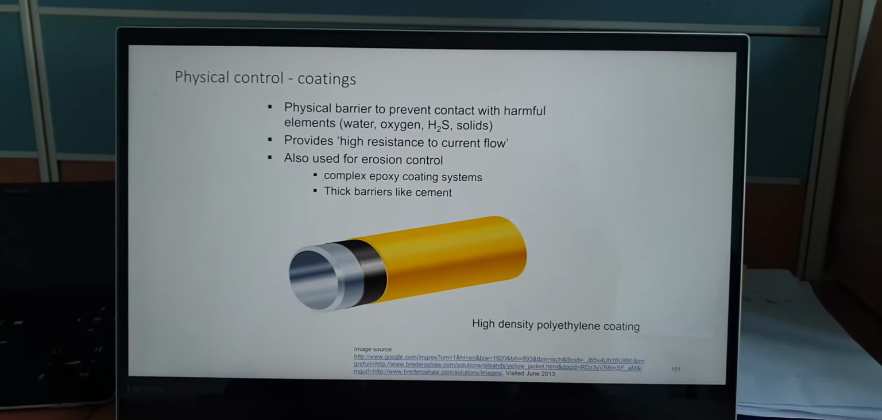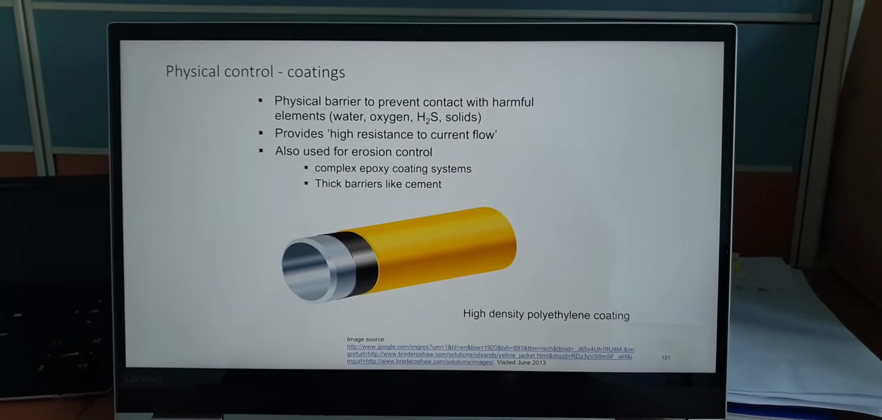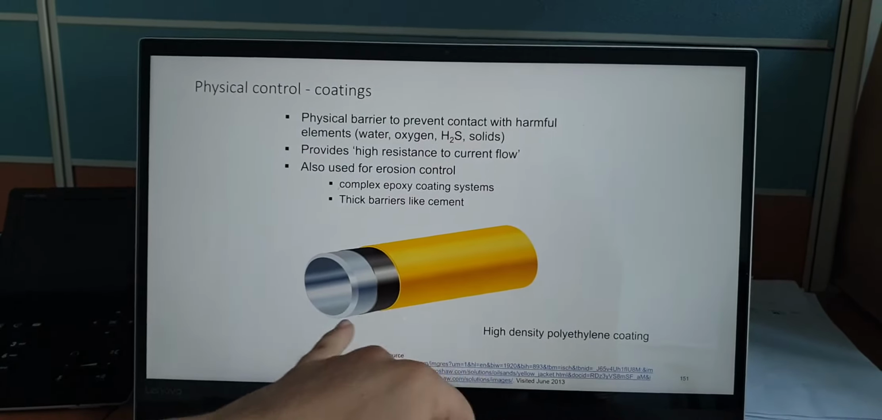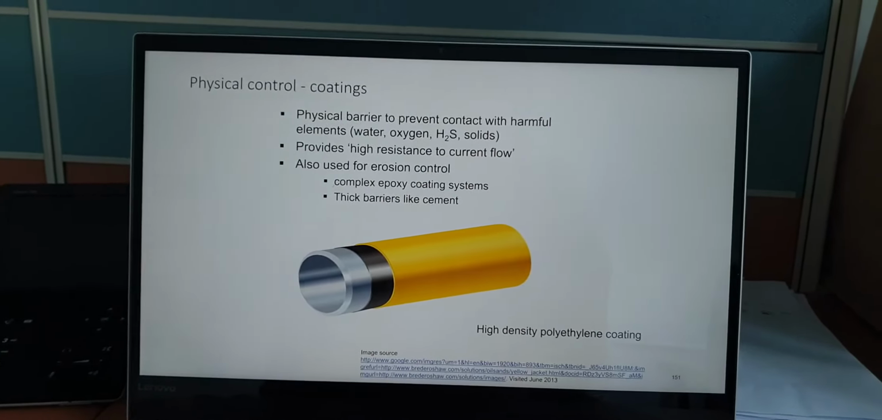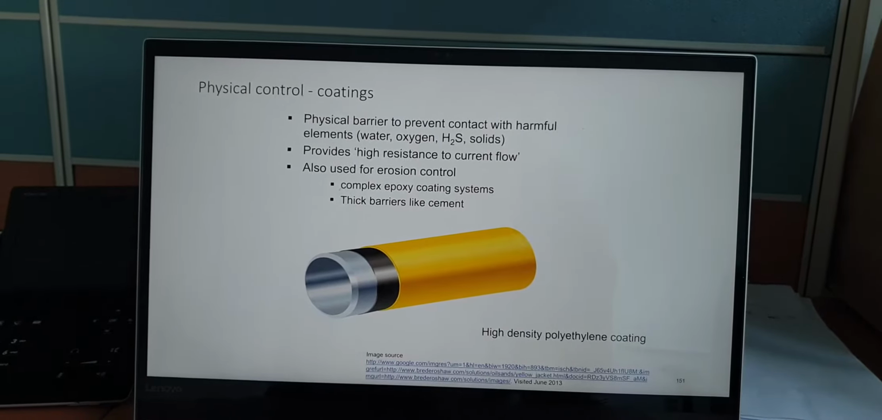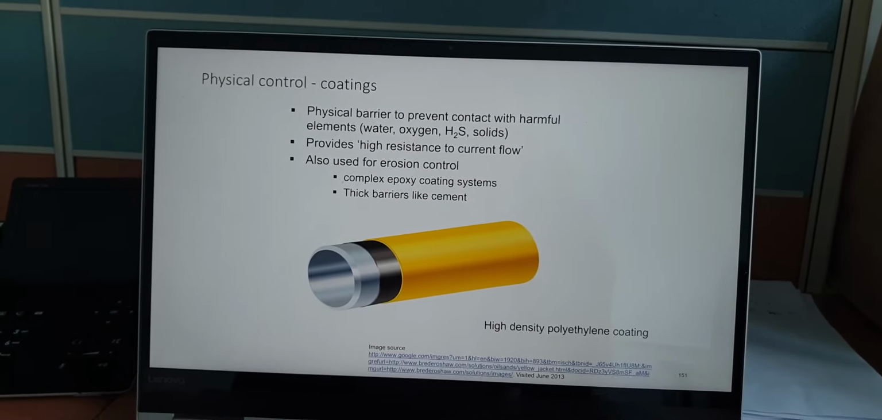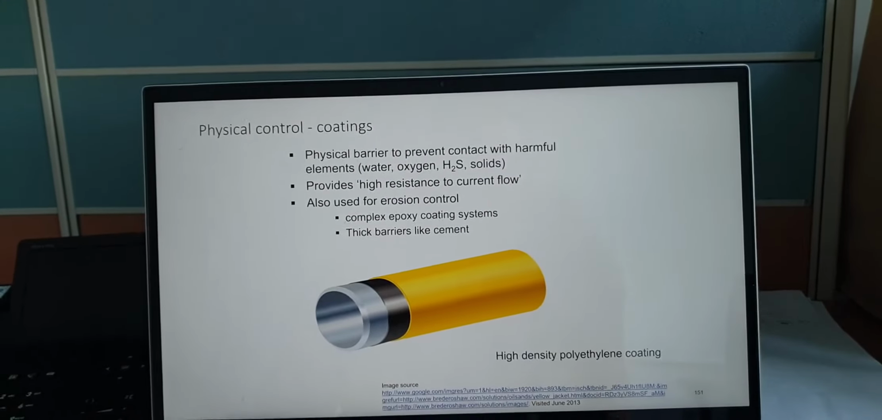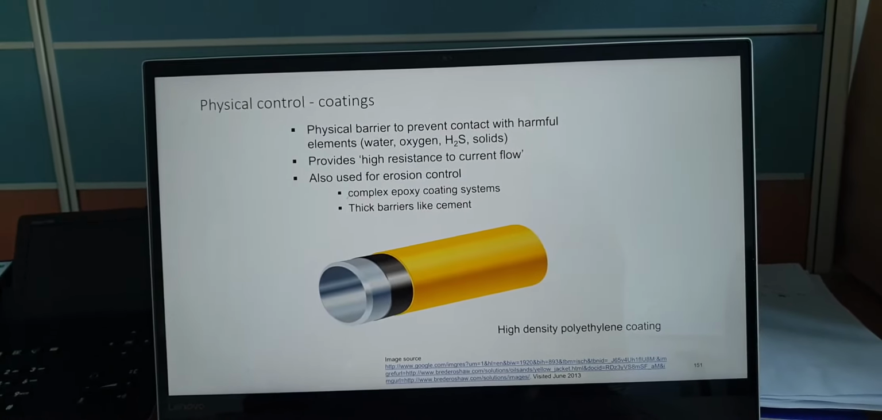We have now the physical control, coating. So physical control is by coatings or painting. So the coating looks like that for a pipeline. It's a physical barrier to prevent contact with harmful elements like water, oxygen, solids, H2S, bacteria, sulfates, anything. So it provides high resistance to current flow.